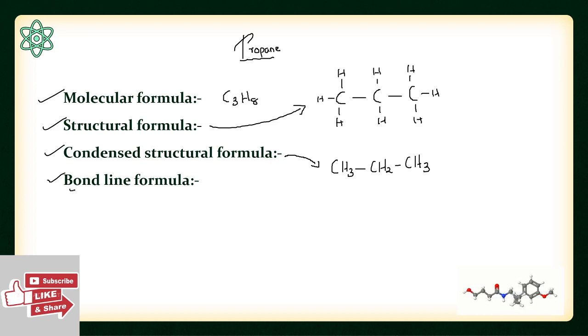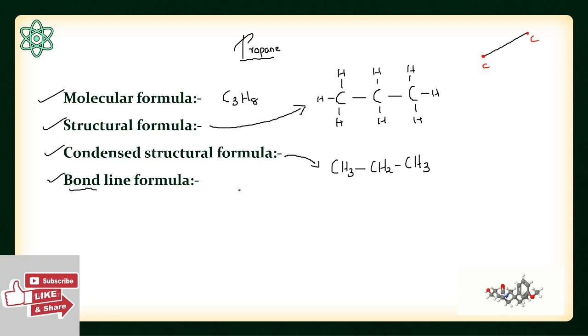In bond line representation, it is the simplest form, where the two endpoints of a single line represent two carbon atoms. So these endpoints represent a carbon atom. And in bond line representation, you do not need to represent the hydrogens, that is understood.